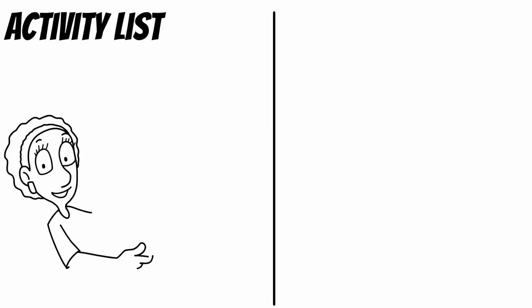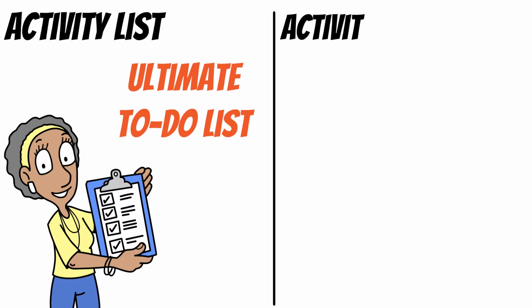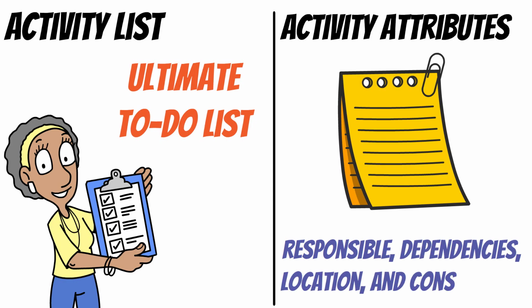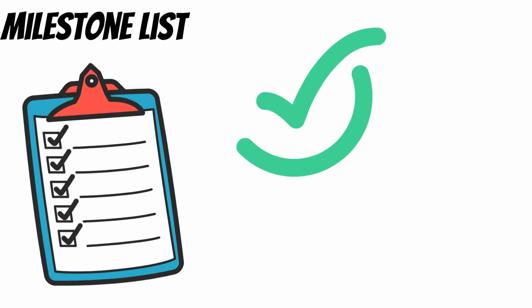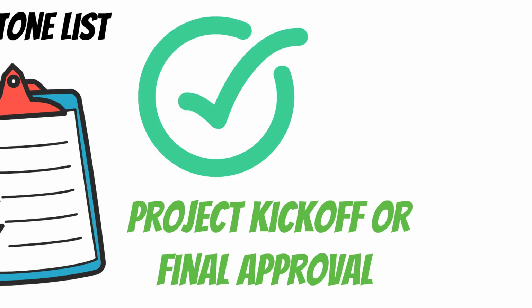After going through the Define Activities process, you walk away with the following outputs. 1. Activity list. A complete list of all tasks required to complete the project. Think of this as your ultimate to-do list. 2. Activity attributes. Additional details about each task, such as who's responsible, dependencies, location, and constraints. 3. Milestone list, major checkpoints or significant events in the project that must be met, like project kickoff or final approval.